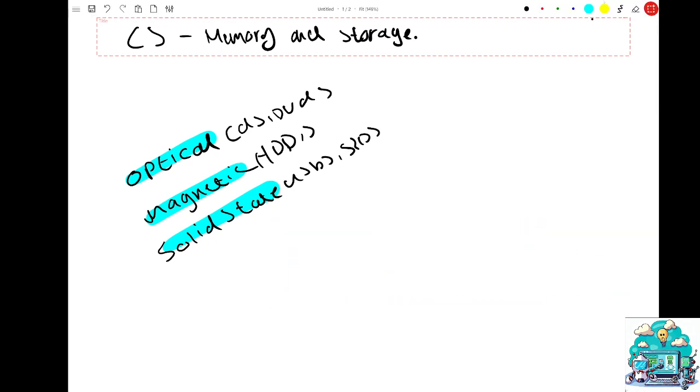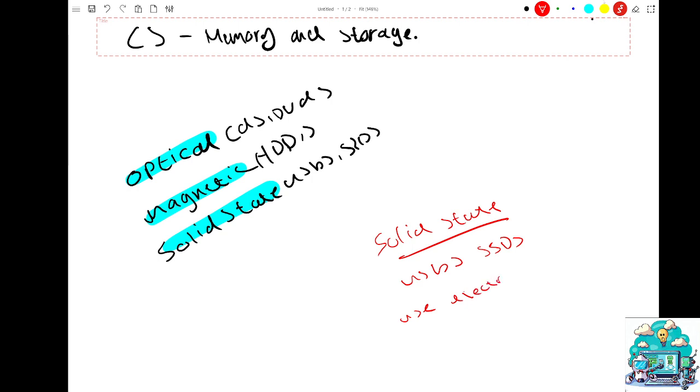Okay then, solid state. The solid state is USBs and SSDs. Uses electronic impulses. So no moving parts. So what that means is it's completely quiet.